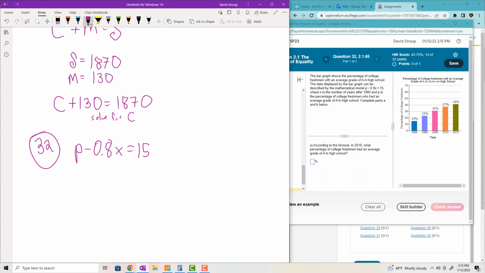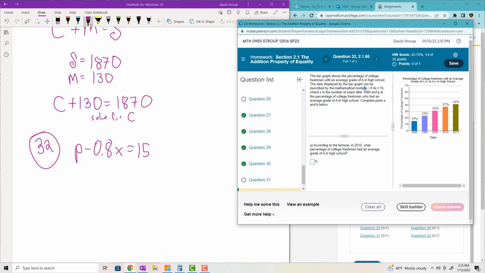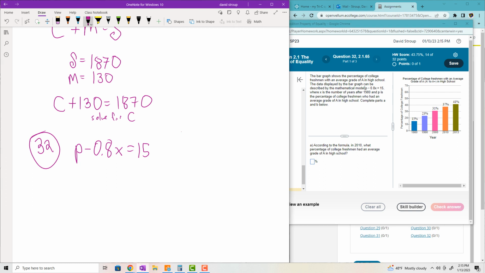Okay, let's read the question. The bar graph shows the percent of college freshmen with an average grade of A in high school. The data displayed by the bar graph can be described by the mathematical model P minus 0.8x equals 15. And that's the equation I wrote down here on the left. I'm going to write out what the variables stand for.